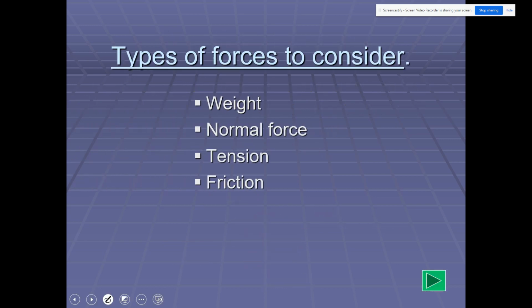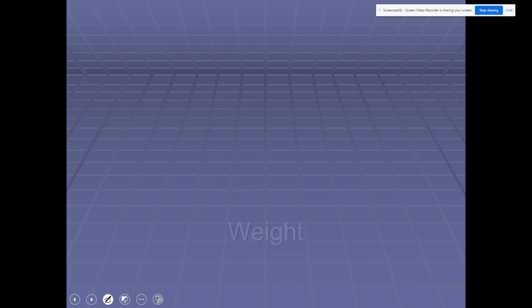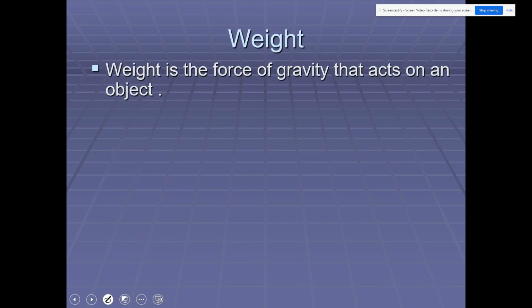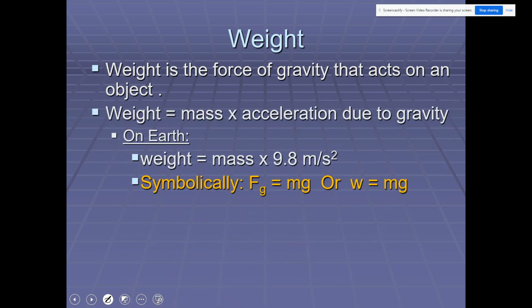Okay, types of forces to consider. Let's go over them one at a time. First off, let's look at weight. Okay, weight is the force of gravity that acts on an object. And it's basically that acceleration due to gravity. Apply your mass to that acceleration due to gravity, and you've got weight. So mathematically, we can take our force formula like this, and remember, this is just the acceleration due to gravity there, and we can rewrite it because weight is the force of gravity acting on you or some other object.